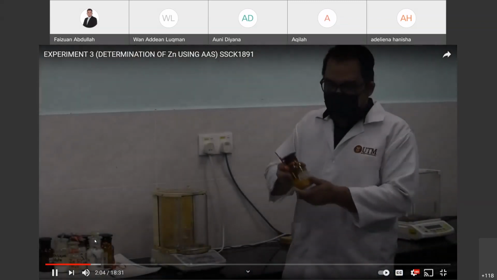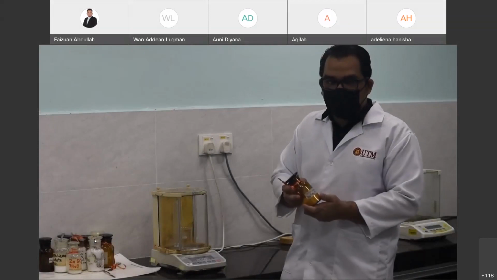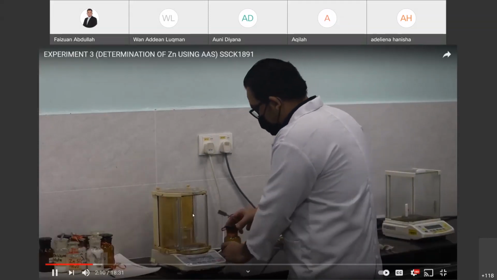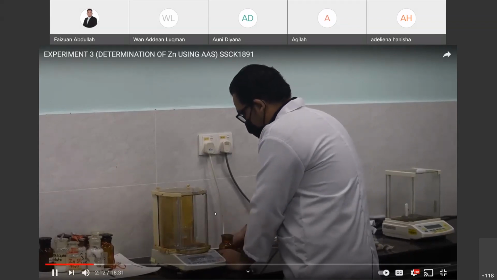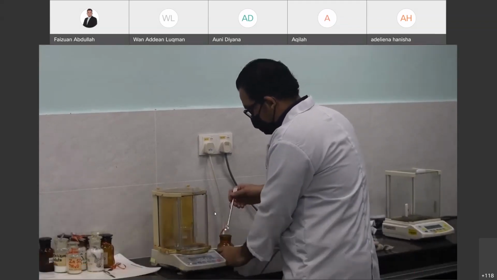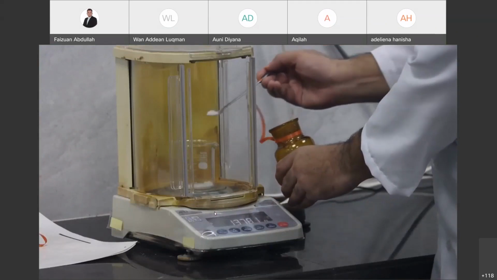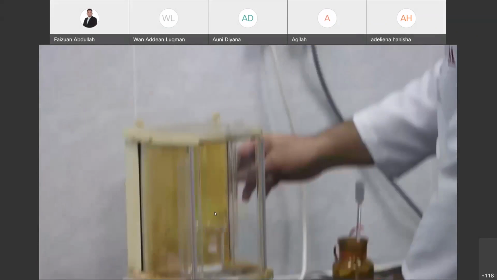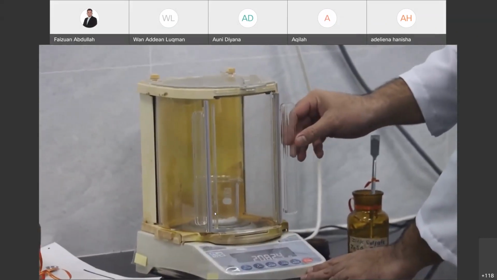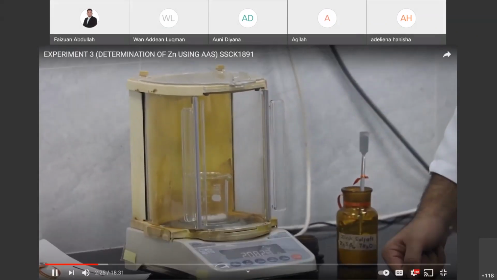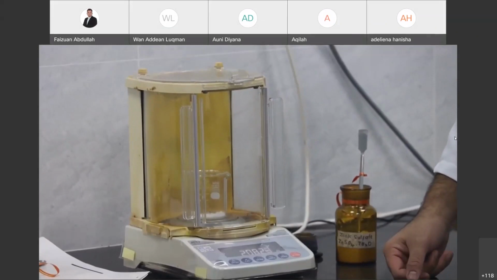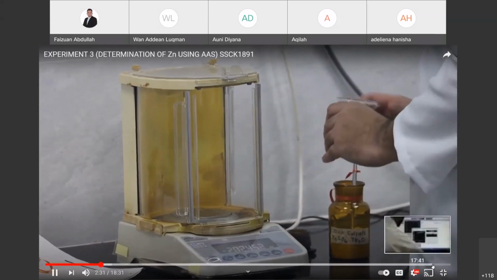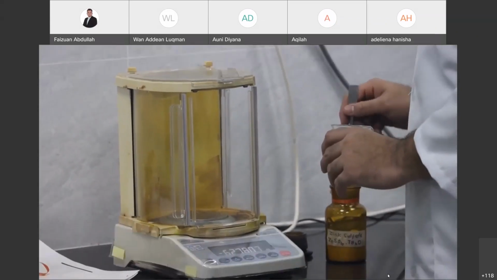The first step of this experiment is the preparation of the stock solution. We require 1000 ppm of zinc. This can be done by measuring 0.44 grams of zinc sulfate to the nearest 0.1 milligram, with 4 decimal places. This is what I'm doing now. I'm transferring the standard into the beaker and weighing. Now I get the amount that I require, 0.44 grams.